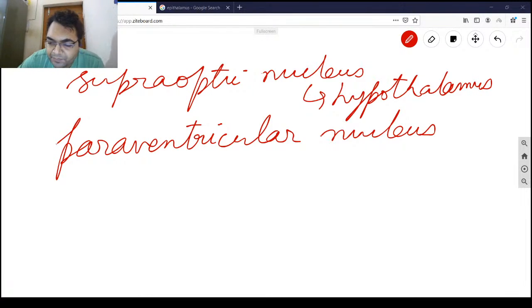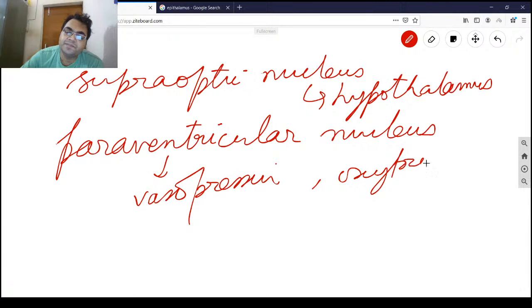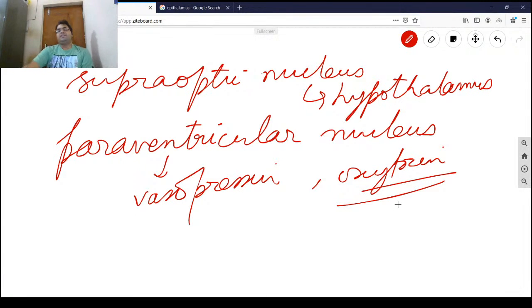of the two hormones known as vasopressin, also known as ADH in kidney, antidiuretic hormone, and also oxytocin. These are also released with some other hormones. You have neurophysin, which is released with oxytocin. Vasopressin is also a very complex hormone, but this much you should be knowing as per your NEET syllabus.